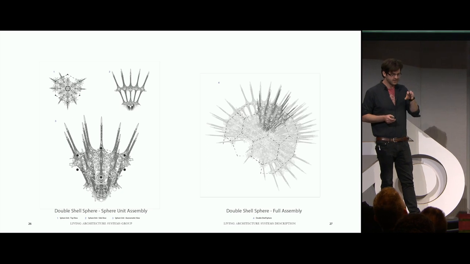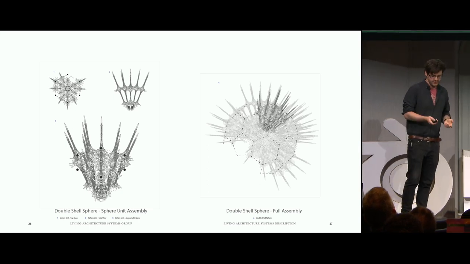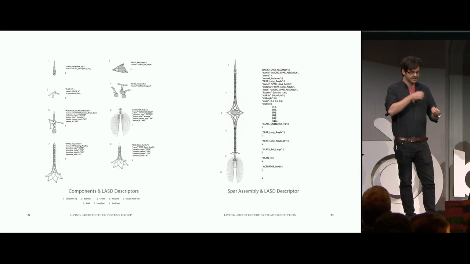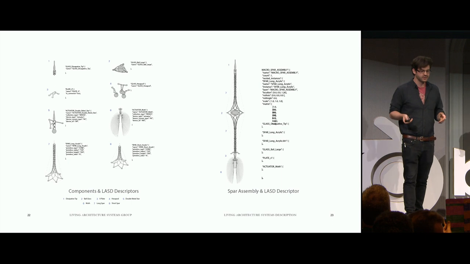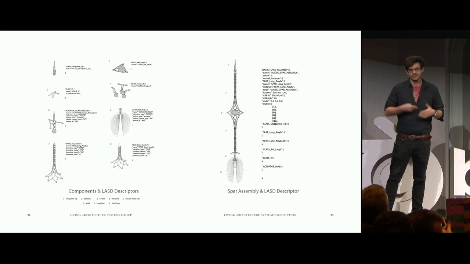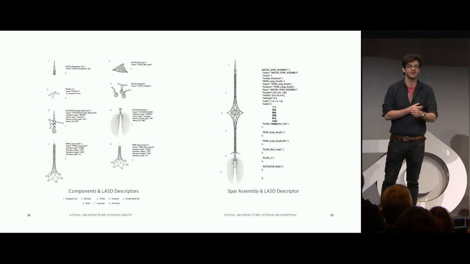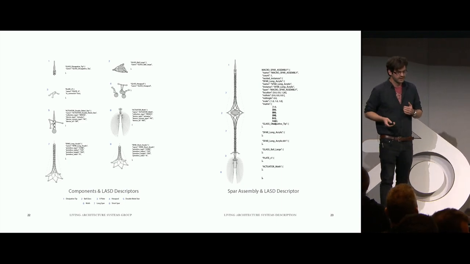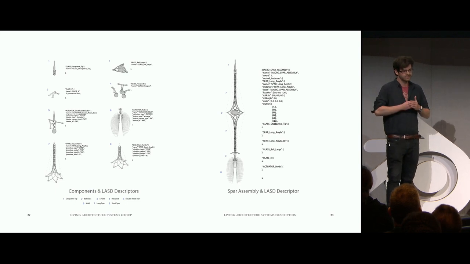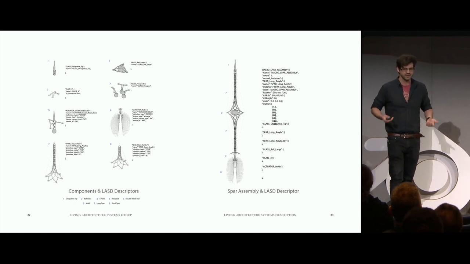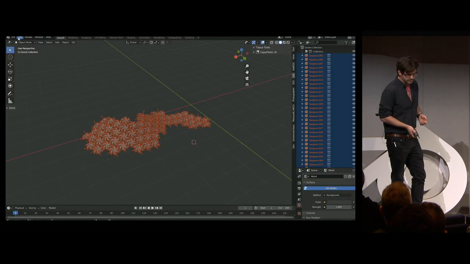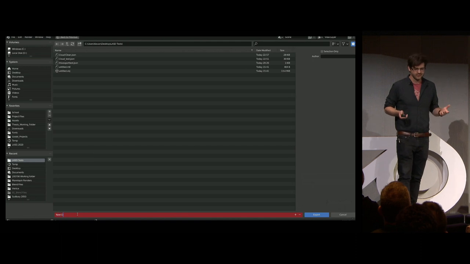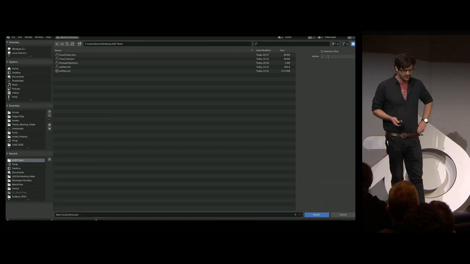And so each of those hexagons is what we call a sphere unit. And then we can break that down even further. Each of those sphere units is comprised of multiples of these spars that get tied together, and each of those is comprised of a subset of components. And so in Blender, we represent this through collections and collection instances and hierarchies of those. And in Rhino, that same assembly can be represented through blocks and block instances. And once we got this working, it allowed us to very quickly round trip between Blender and Rhino.